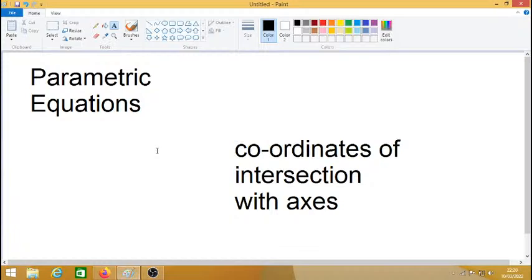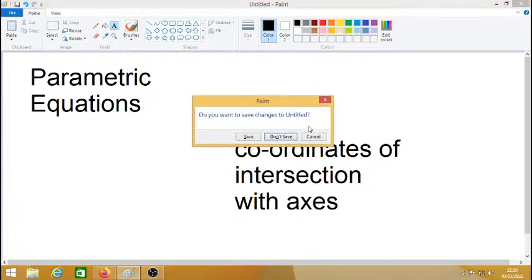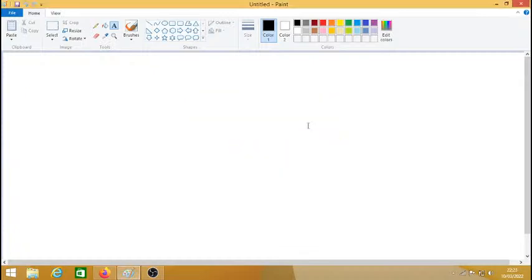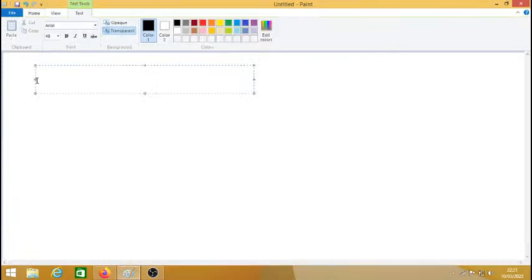Today's topic in year 2 of A-level maths, pure maths, is parametric equations. And we're looking at trying to find out the coordinates of the intersection with axes. Normally, if you've got your equation as y equals something x, then that's quite easy for you. But this time, we want to get the same kind of answer, the coordinates of the intersection with the axes, just a pair of coordinates, but this time starting with parametric equations.